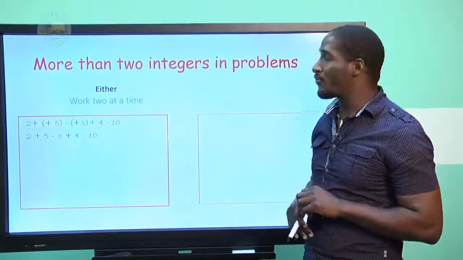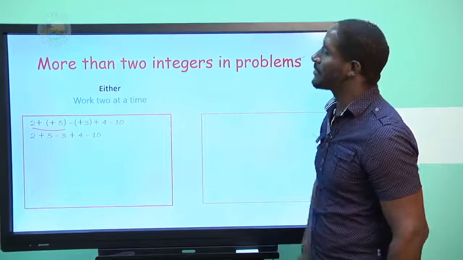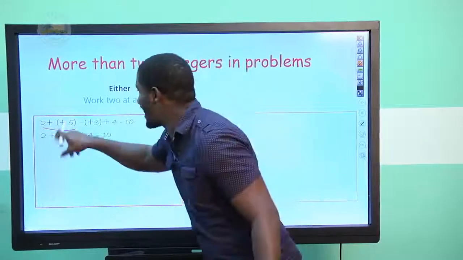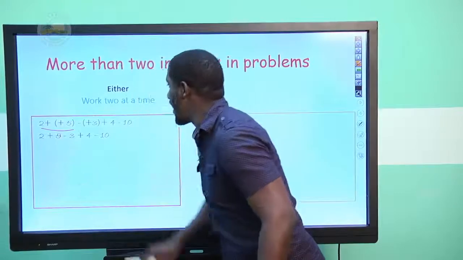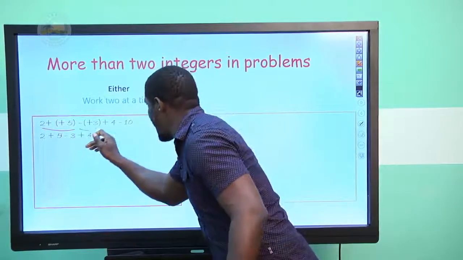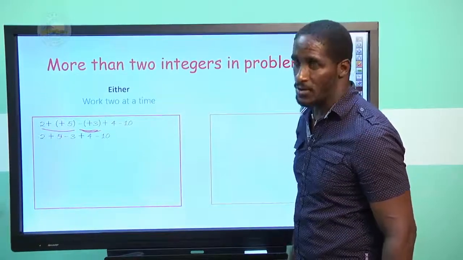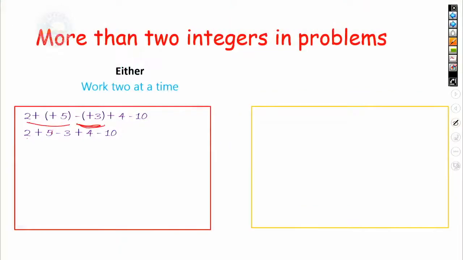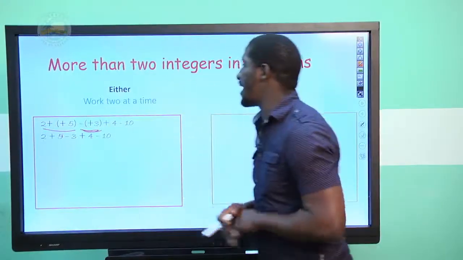Working 2 numbers at a time from left to right, we are going to work these 2 numbers first. 2 plus positive 5. The signs are the same. Remember that rule from before. If signs are the same, replace with a positive sign. So it becomes positive 2 plus 5. And again, here as well, signs are different: minus positive 3, replaced with a negative sign. So this here becomes 2 plus 5 minus 3 plus 4 minus 10.